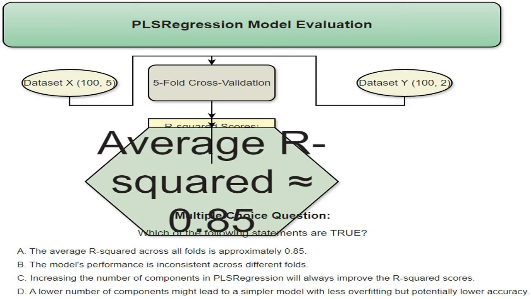0.85 plus 0.78 plus 0.92 plus 0.80 plus 0.88, divided by 5 equals 0.846, which is approximately 0.85.